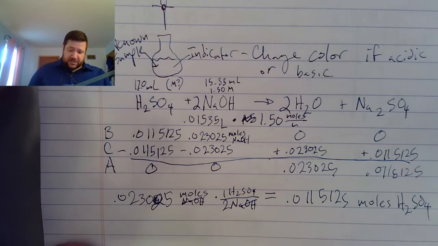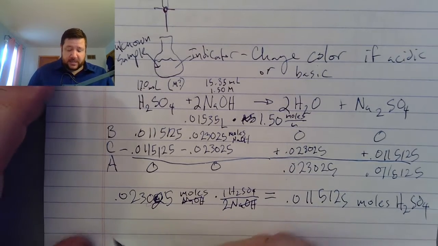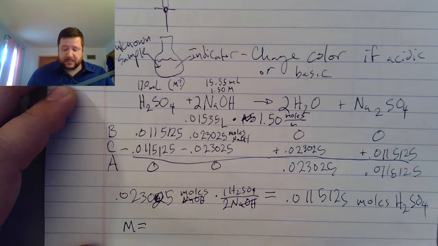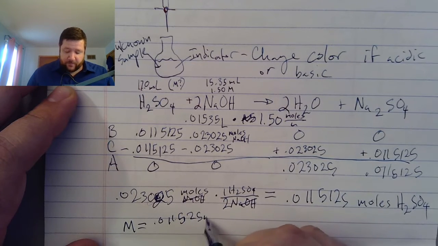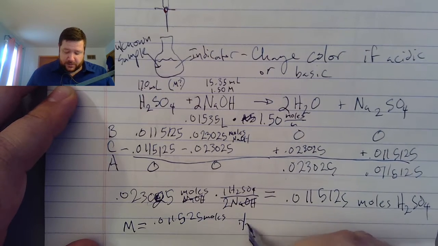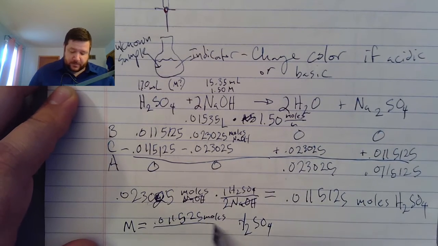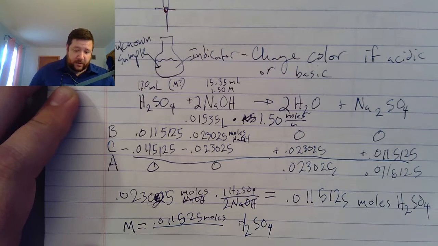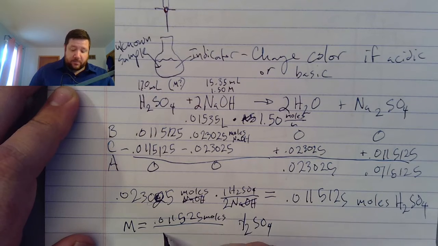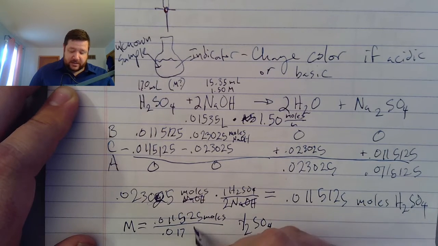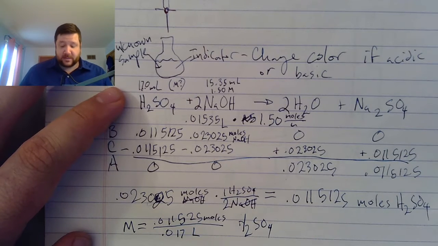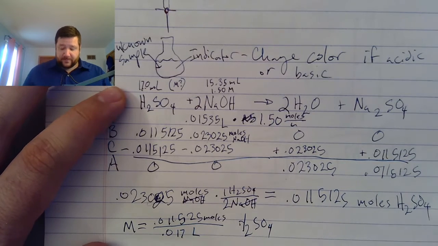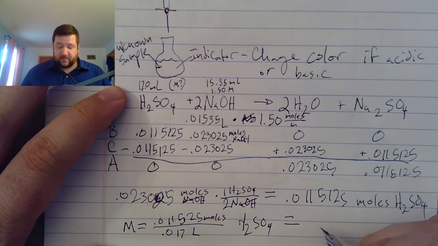Not quite. So the first question was, what's the concentration of the sulfuric acid? So that concentration is going to equal 0.01125 moles H2SO4 divided by how many liters we had? Well, we had 17 liters, so that is 0.017 liters. Sorry, 17 milliliters. So we're going to take that number and divide it by 0.017.